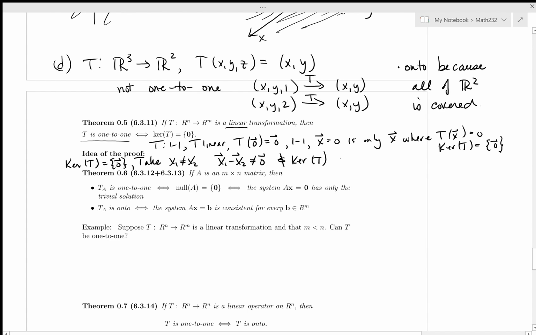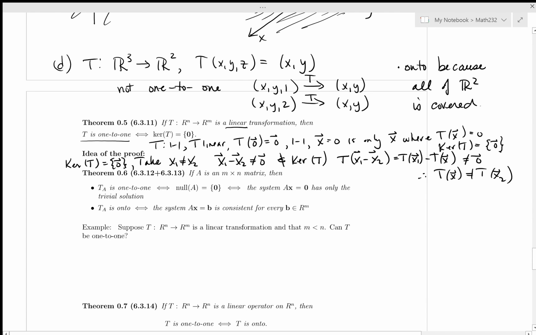So then I take T of x1 minus x2, and that is T of x1 minus T of x2. It's linear, and then that is not 0. Therefore, T of x1 is not equal to T of x2. And that means T is 1 to 1.